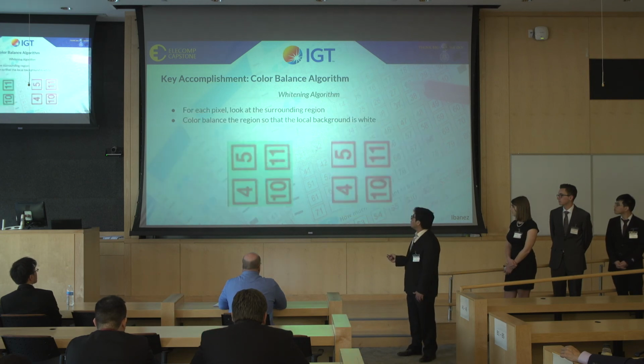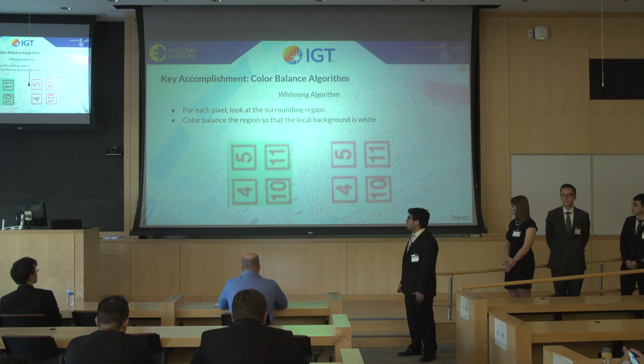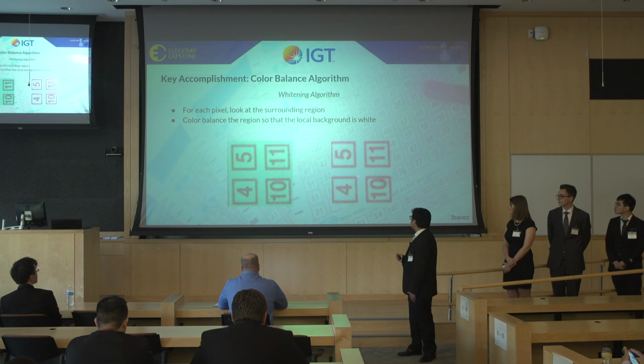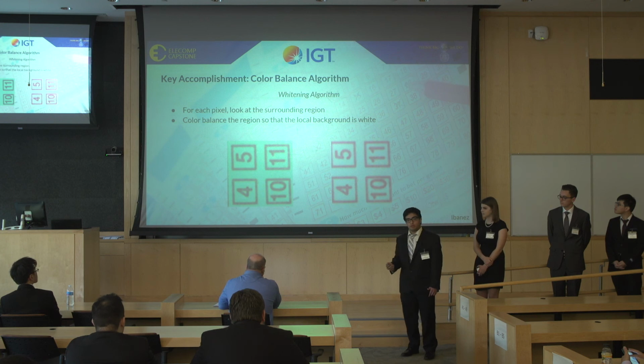So our color balancing algorithm is a whitening algorithm that looks at a region, determines the background of this region by the most commonly occurring color, in this case it would be green. It then changes the RGB values of all of the pixels in the region by the same amount until the background becomes white, as shown here. As a result, any outliers in the background, such as the ticket boxes, are also color corrected as a result. This technique is also applied to every pixel in the image.